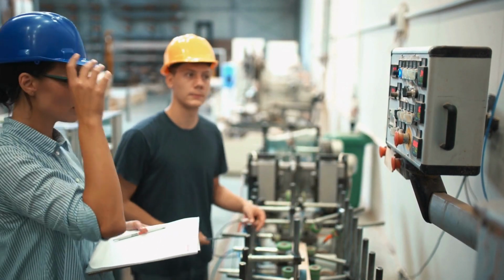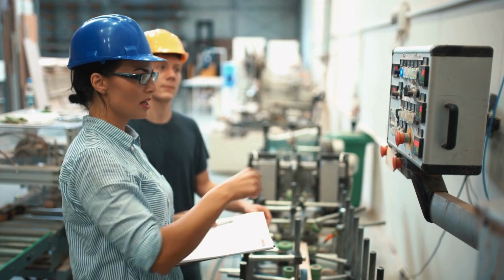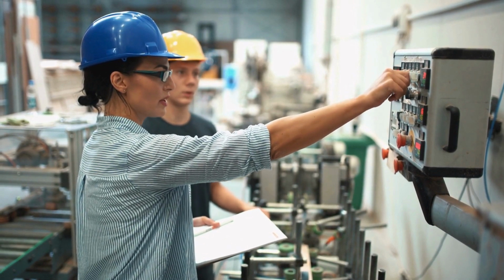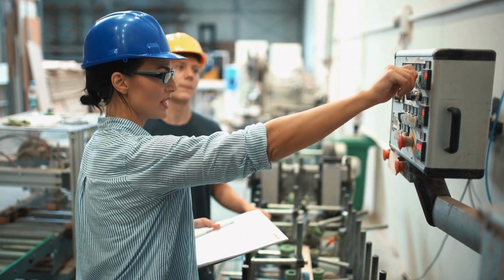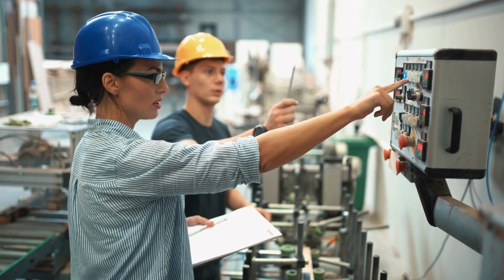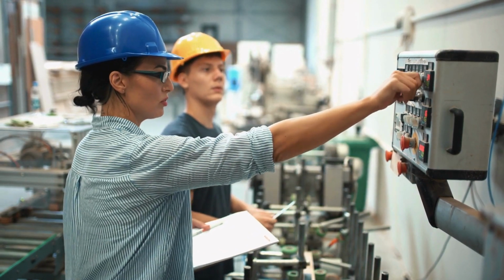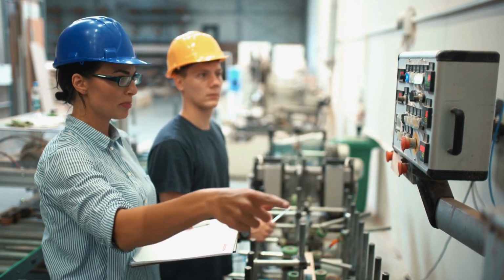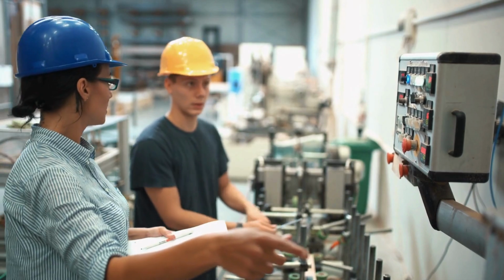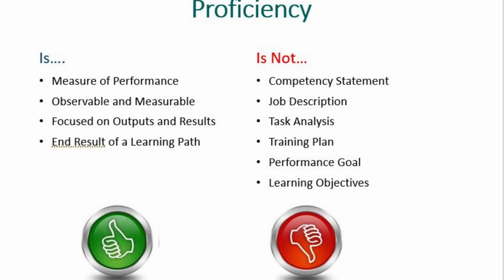No. For Rosenbaum, proficiency is simpler, more focused. It's an outcome. It's a demonstrated level of performance. Can you actually do the thing to the required standard? It's observable, measurable. Okay, so he uses these is and is not diagrams to make it clear. Yeah, they're super helpful.